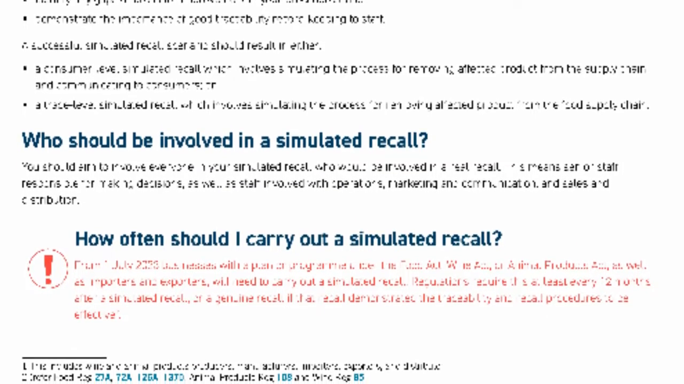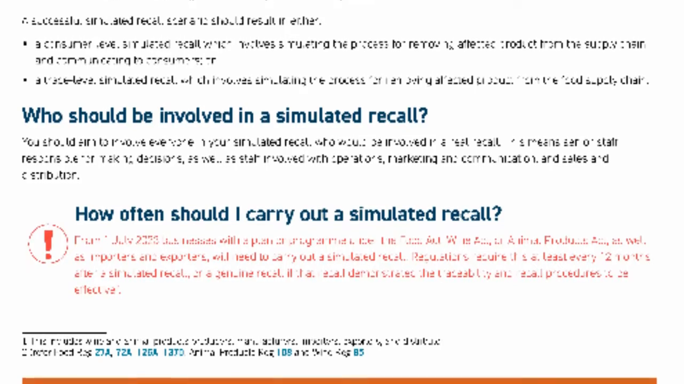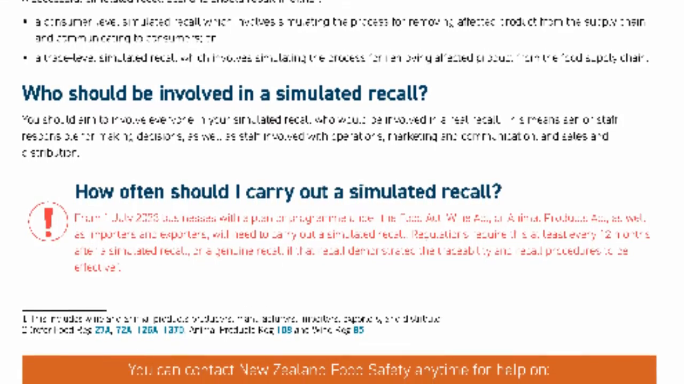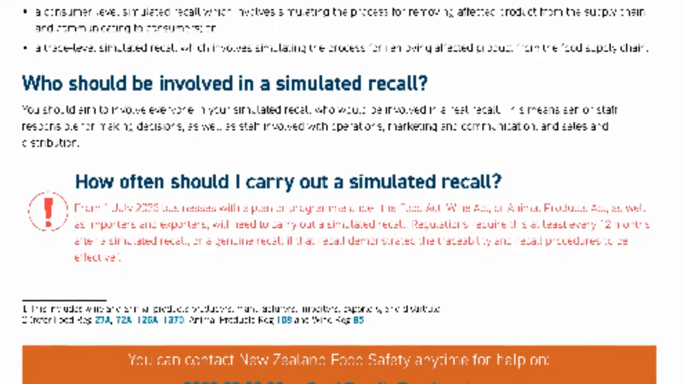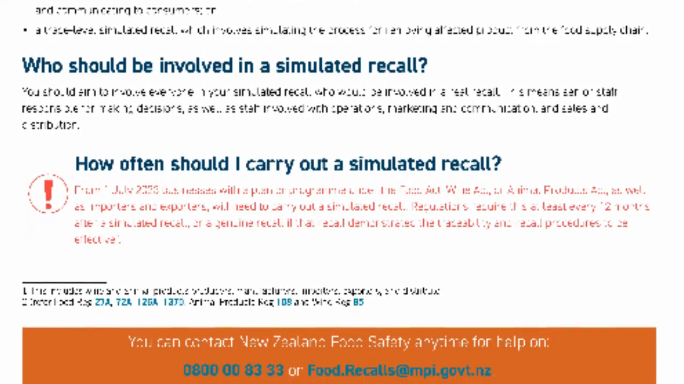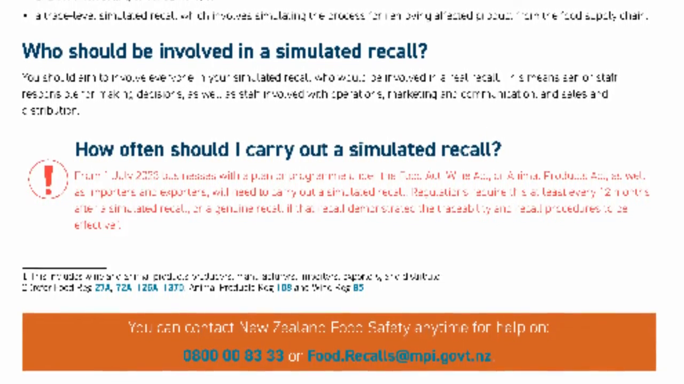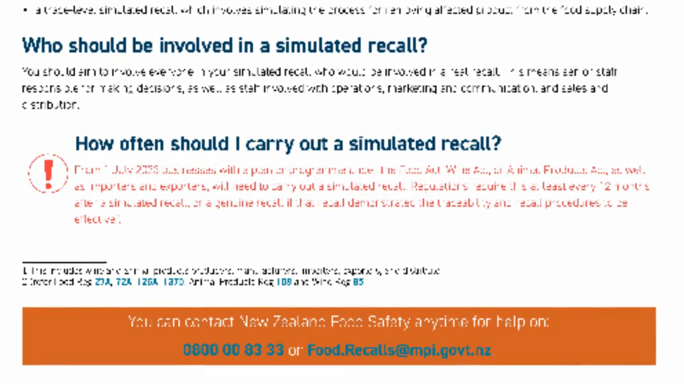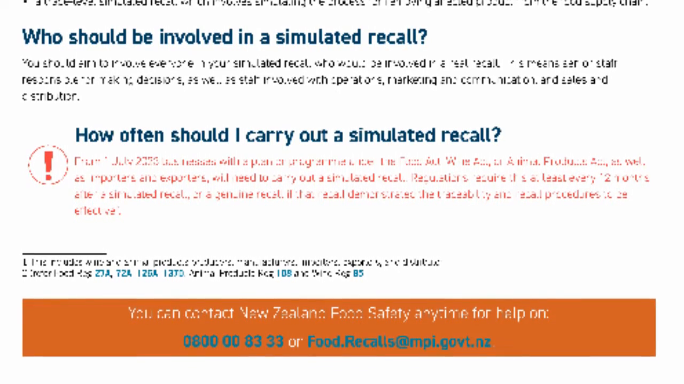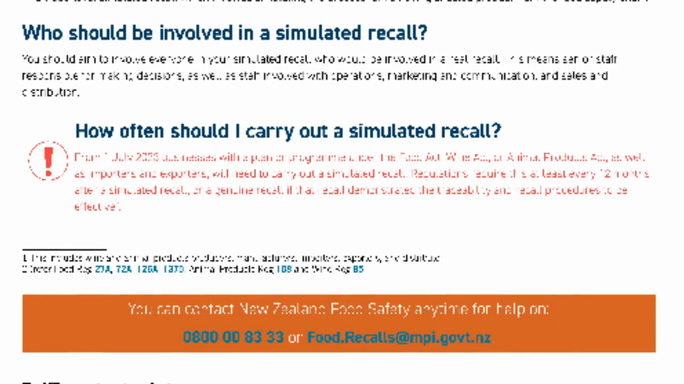From the 1st of July, 2023, businesses with a plan or program under the Food Act, Wine Act, or Animal Products Act, as well as importers and exporters, will need to carry out a simulated recall. Regulations require this at least every 12 months, and after a simulated recall or a genuine recall, if that recall demonstrated the traceability and recall procedures to be effective. You can refer to the specific regulations as detailed. Note that you can contact New Zealand Food Safety anytime for help by calling this number or using this email address.